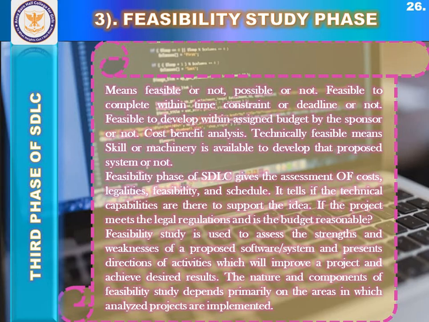So feasible is to complete. Here feasibility means whether it is feasible to complete a system or software development project within the time constraint or deadline or not, and feasible to develop within the assigned budget allotted by the sponsor or not. So it provides a cost benefit analysis. Is it beneficial to do a project in the allotted budget or not? Technically feasible means the skill, machinery and technical stuff are available to develop that proposed system or not.